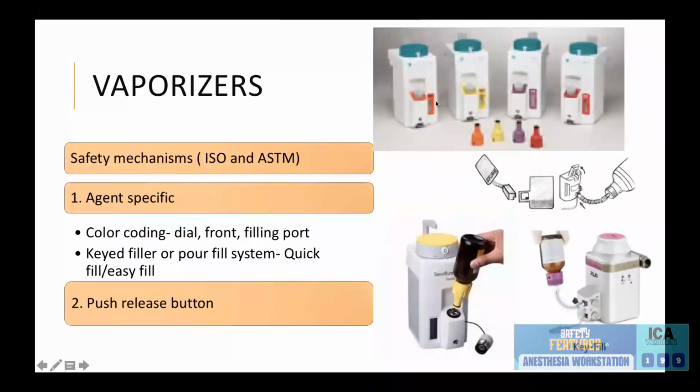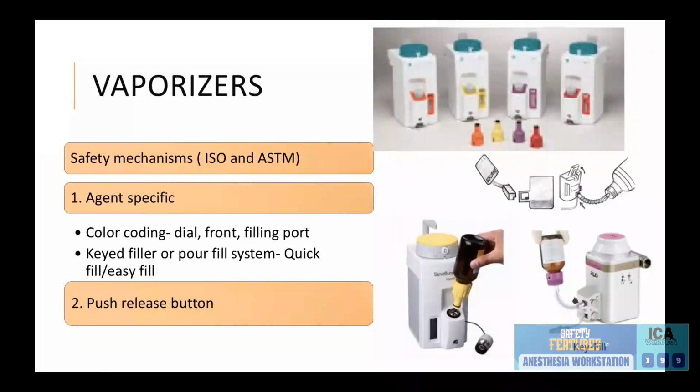All the vaporizers are color-coded. Orange is for enflurane, yellow for sevoflurane, purple for isoflurane, red for halothane, and blue for desflurane. This color coding is present on the concentration dial at the front, where filling is done, and at the place where you can see the indicator levels. And you have agent-specific filling mechanisms, which can be a keyed filler or a pour fill system, quick fill, which is present for sevoflurane, or easy fill.